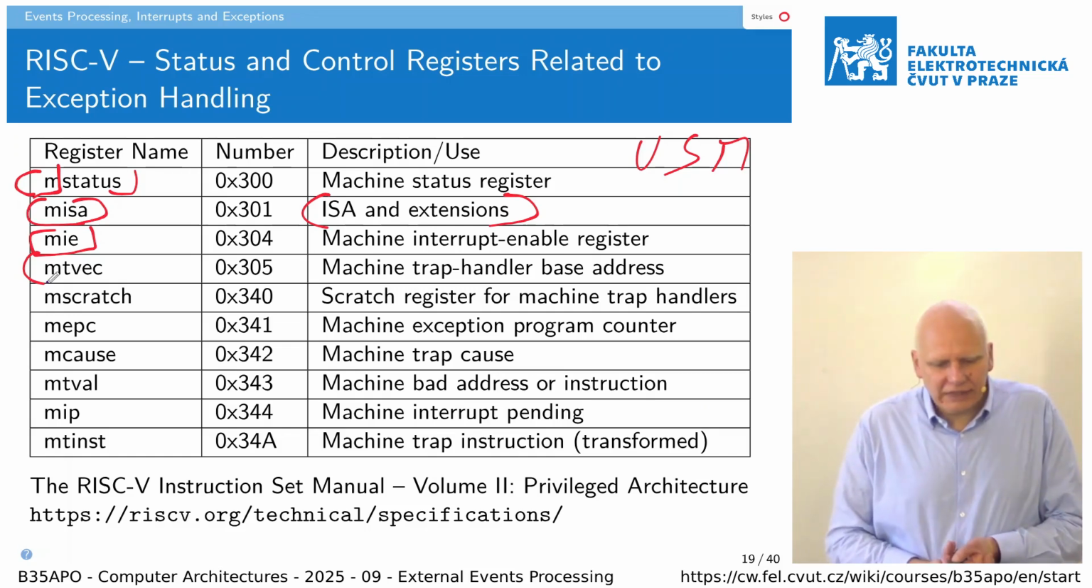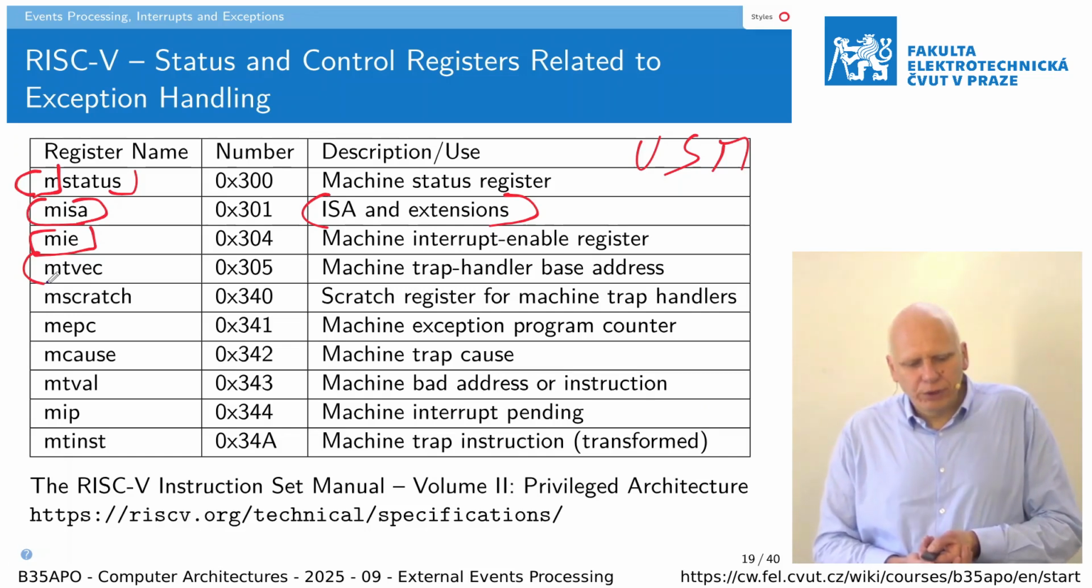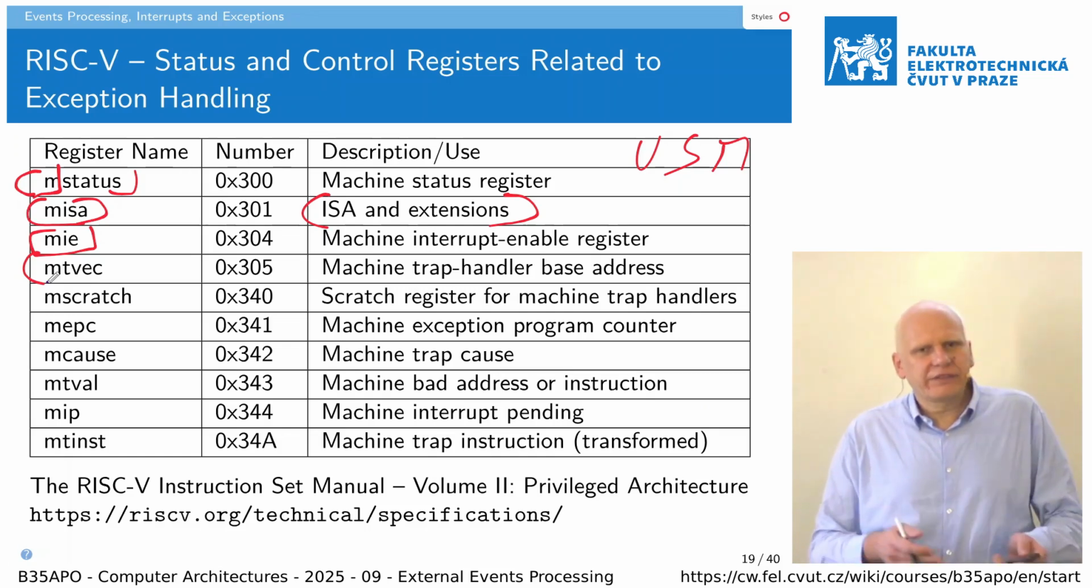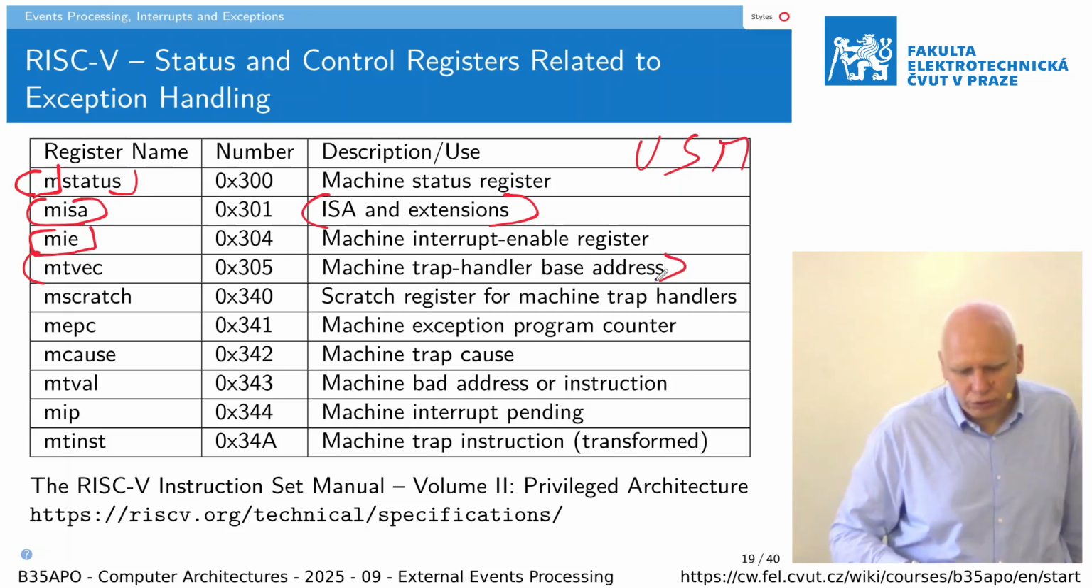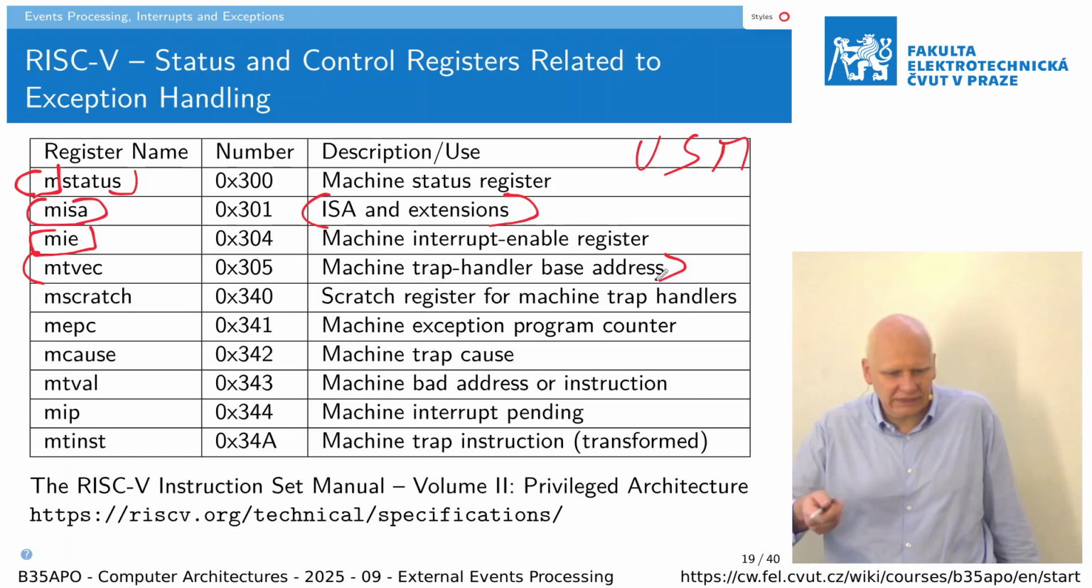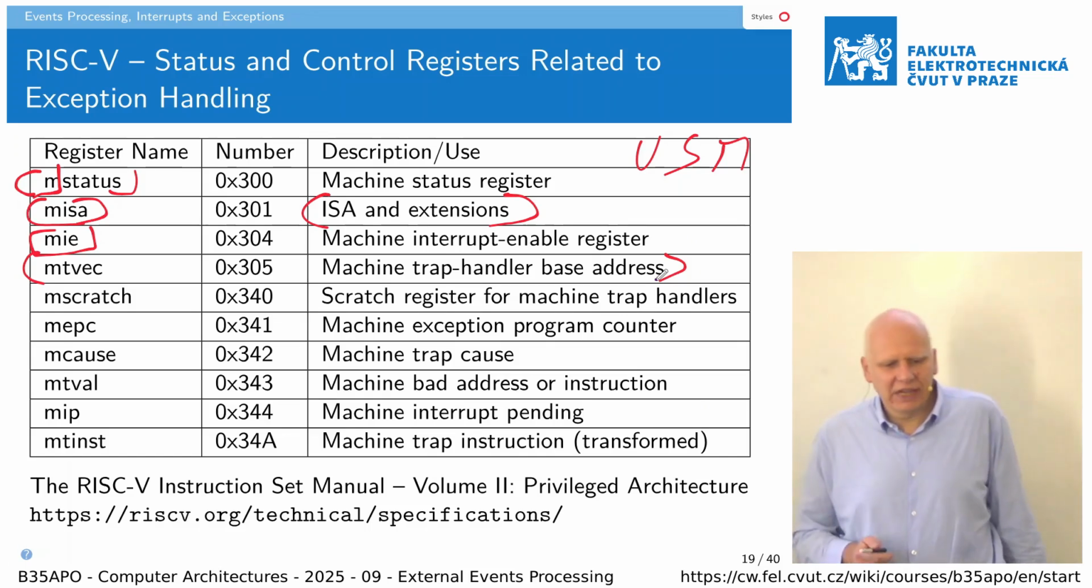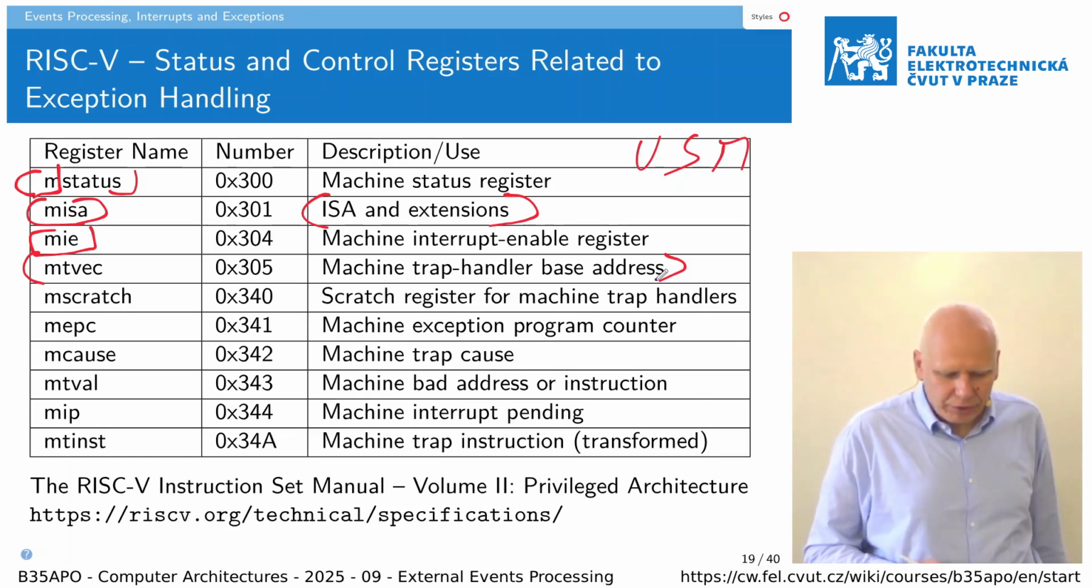Then there is mtvec, which is the register which stores the address where the processor transfers the execution when an exception occurs. So it is the start address where we start the interrupt routine.